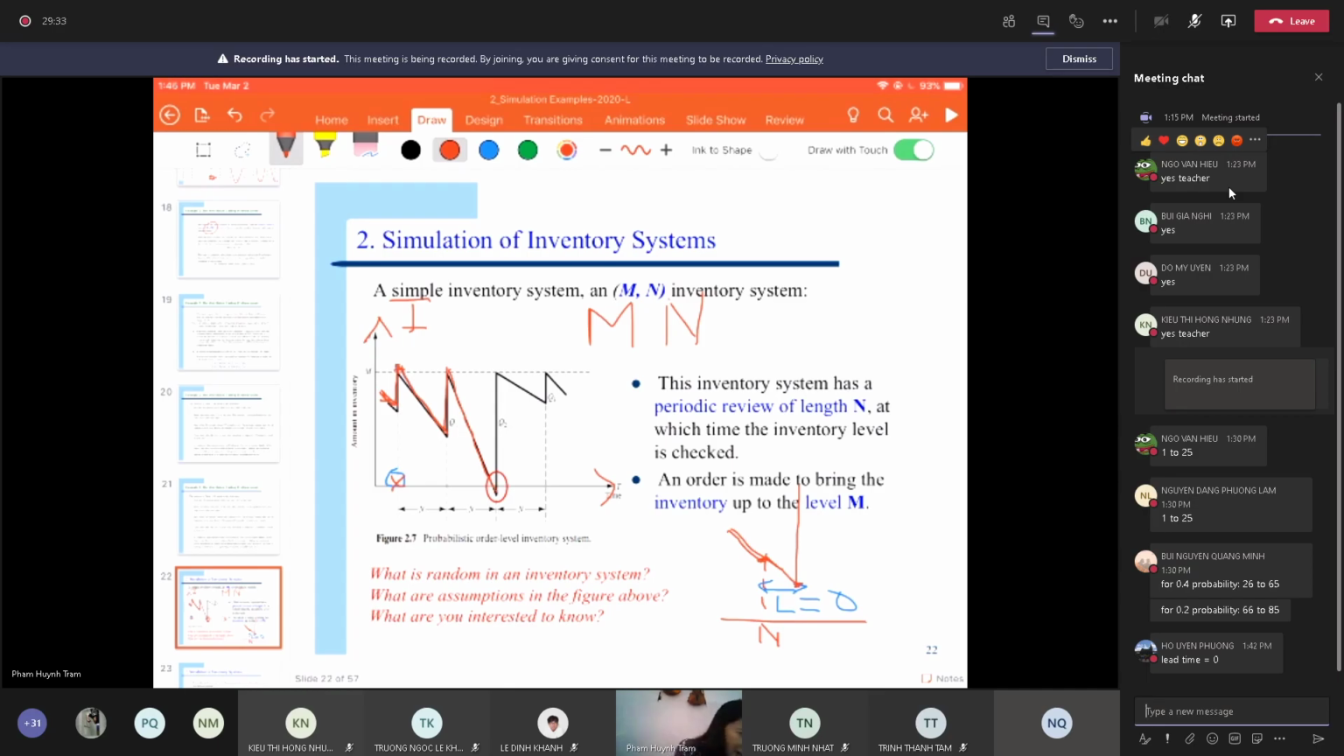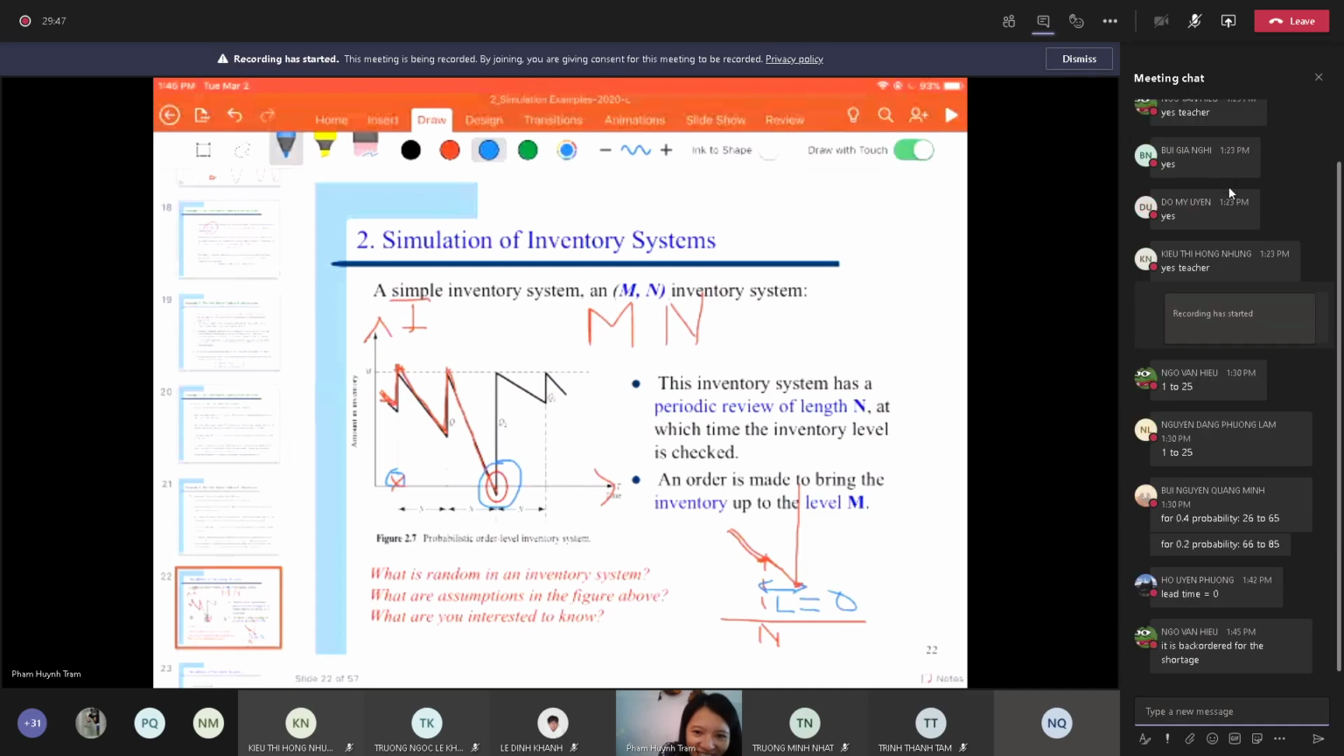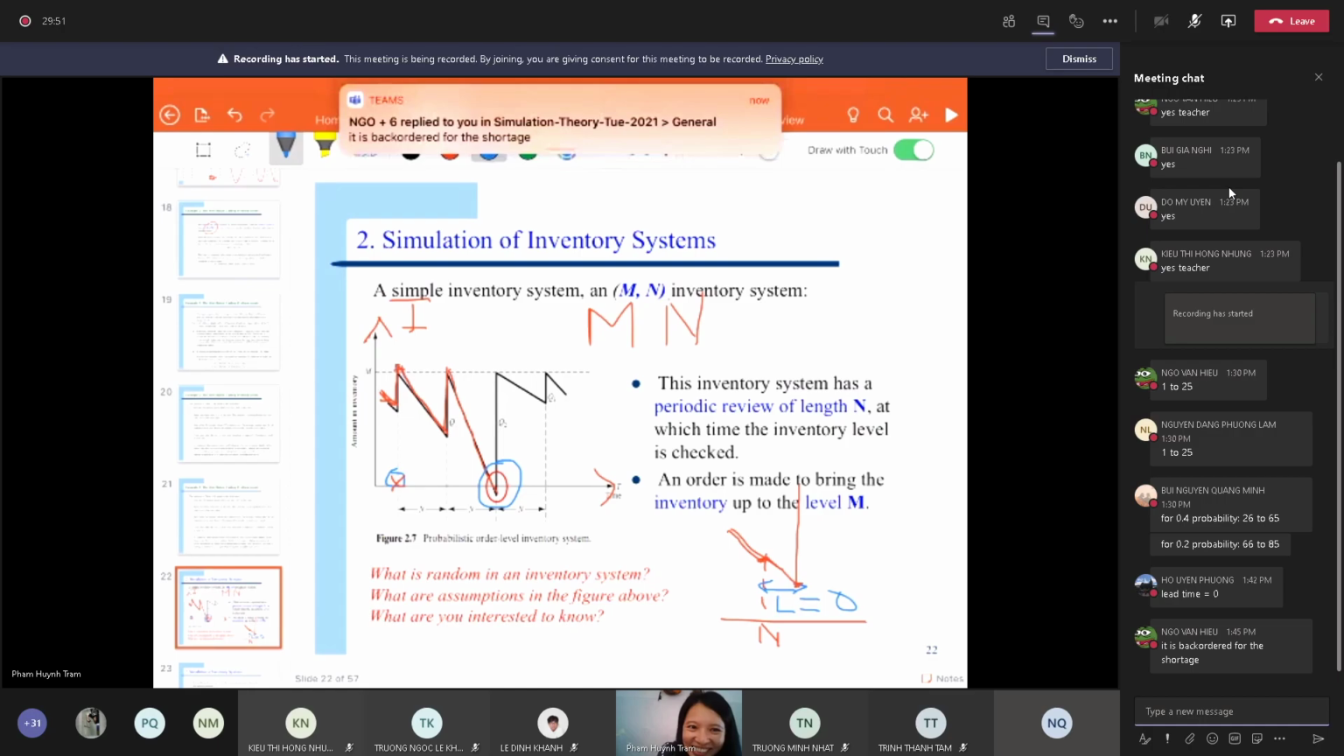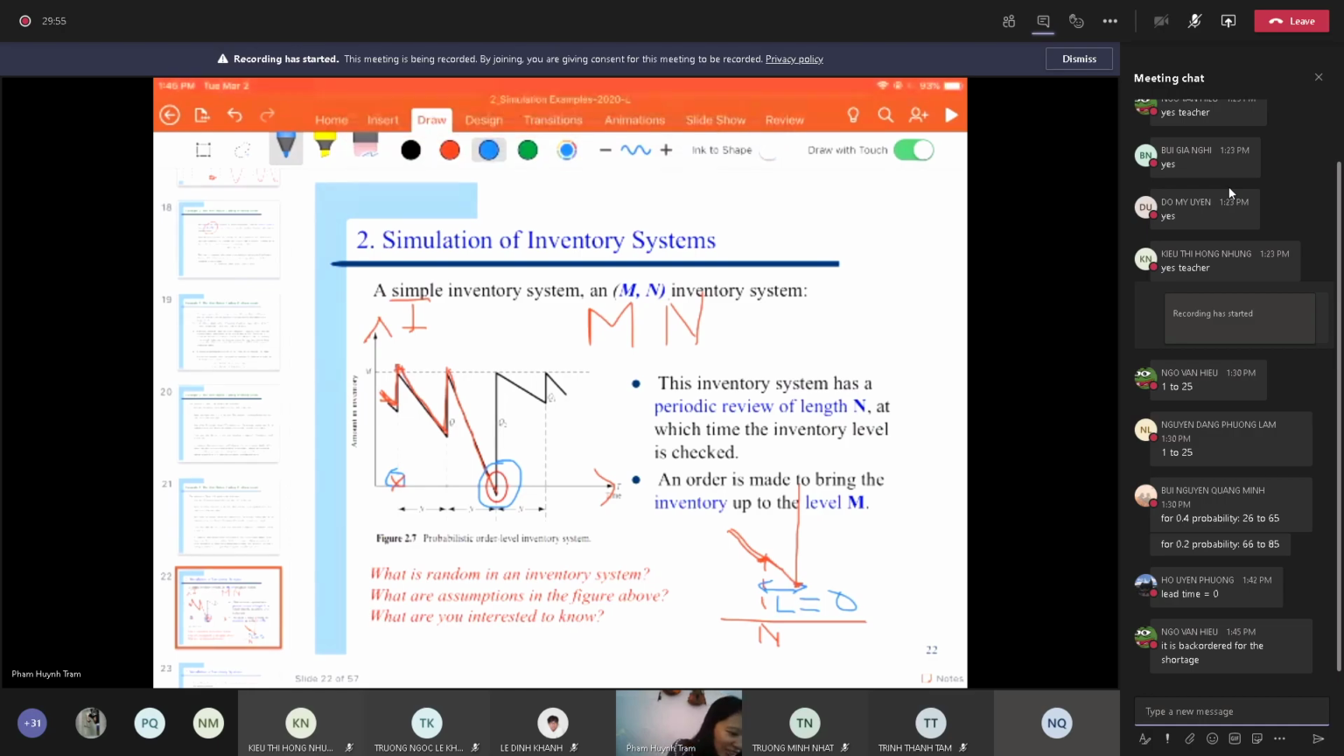So can anyone tell me what happened at this point? What happened here? The blue circle, the blue one here. What happened there? Right, we have a shortage. We have a back order for the shortage. We wait until after n days.